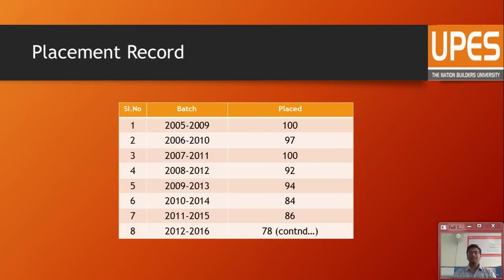Now the most awaited slide is the placement record of the Automotive Design Engineering course. You can see in the 2005 batch 100% placement was there. In 2006 it was 97%. In 2007 it was 100%. All these percentages are above 85% to 90%, and sometimes we have got 100% placements. This year as well, till now 78% of students got placed, and the process is still ongoing. So we are hoping that again we're going to achieve the same target above 90%. Students will be recruited in different companies.